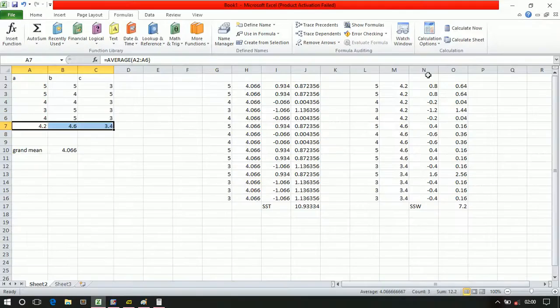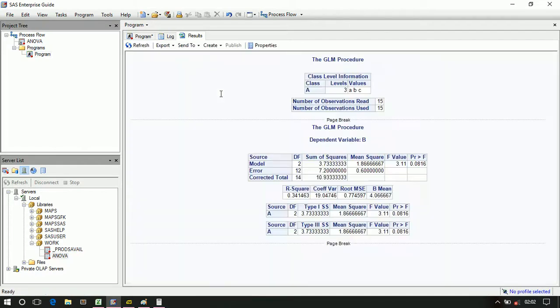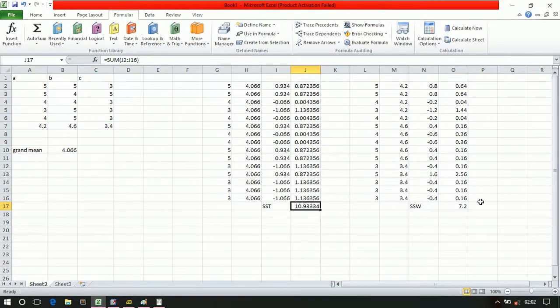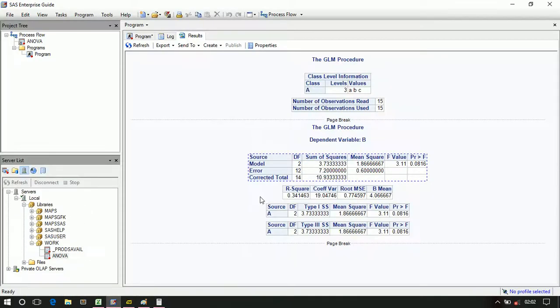Now let's see the same thing in SAS. I will use PROC ANOVA or PROC GLM. I have created the same Excel sheet, copied it into my SAS dataset, and ran the procedure. It gives us the same values which we calculated: sum of squares total, sum of squares within, and sum of squares between: 10.9, 7.2, 3.7.